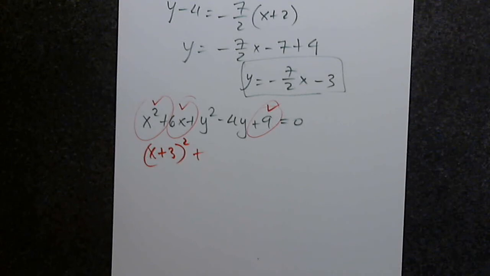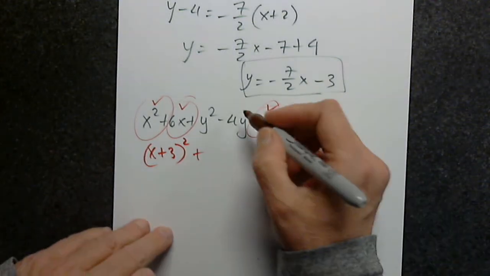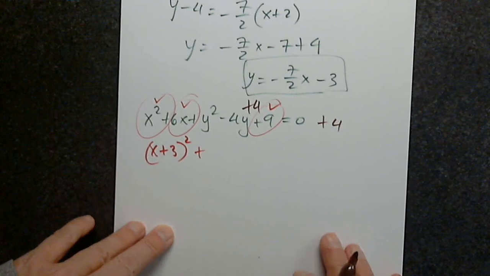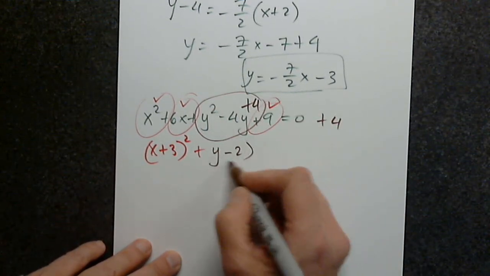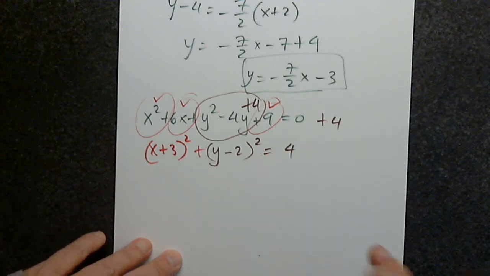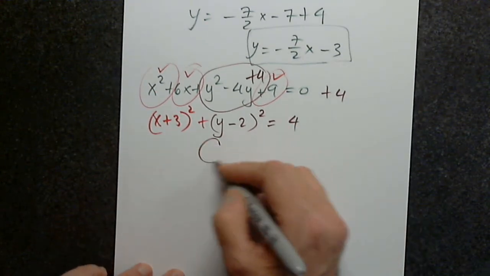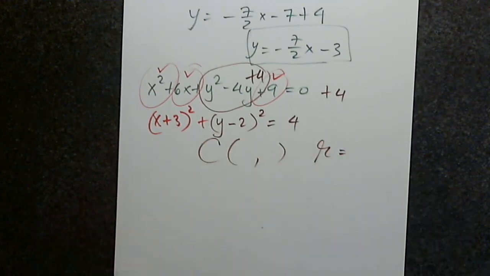Plus, what does y need though? What do these two terms need? What is the third term? They need a 4. So we're adding 4 to both sides. And can anyone give us what this is? It's y minus 2, everything squared, equals 0 plus 4. What is the center? And what is the radius?